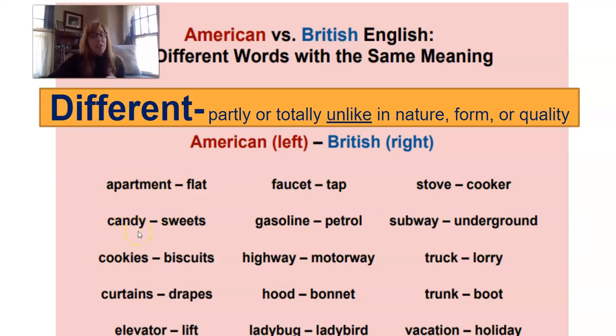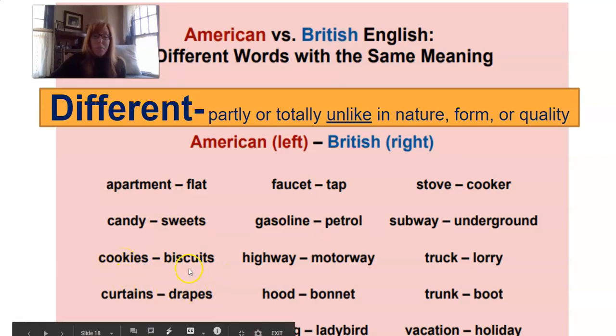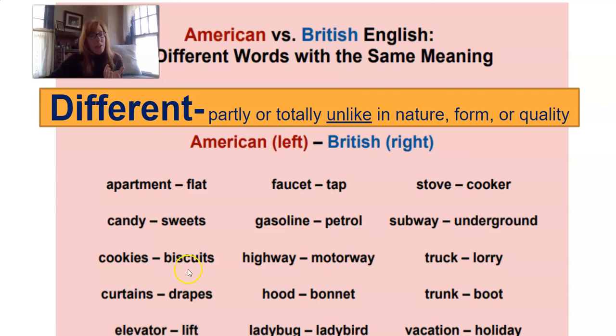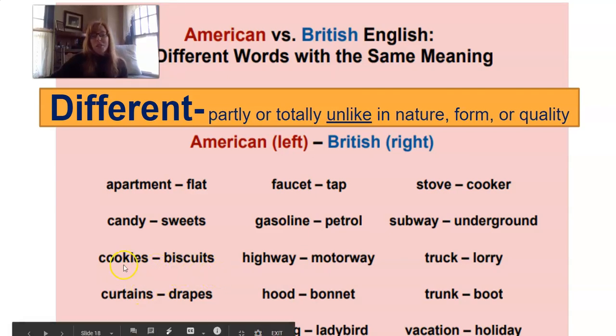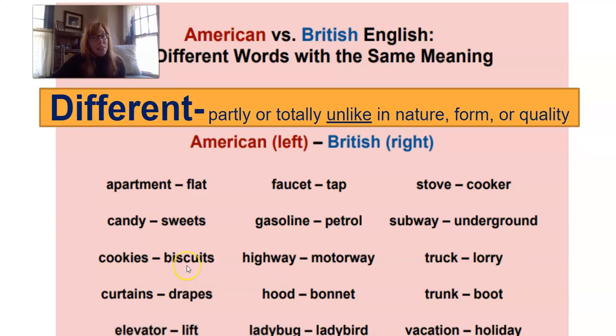Candy, so in America you would say candy, but if you went over to Britain and you went into a candy store, they would call it sweets. Cookies, we call them cookies in America. They call them biscuits. We have biscuits in America, but they're kind of like a doughy bread. So cookies and biscuits are very different in America, but if you went to England or Britain, you would call them biscuits.